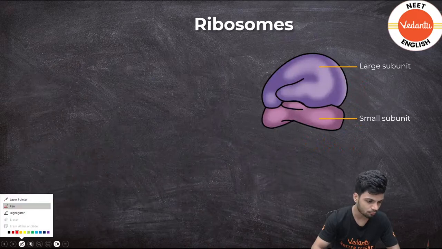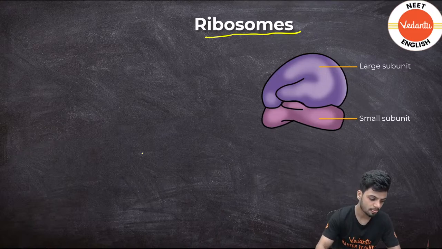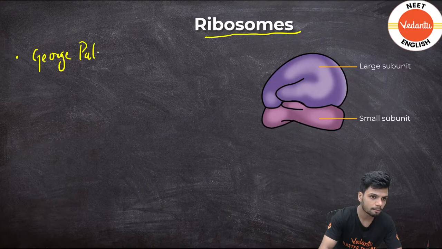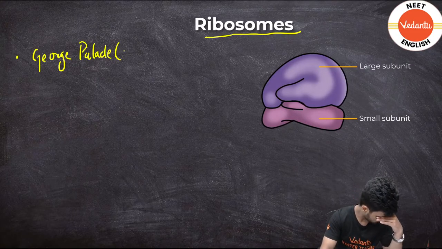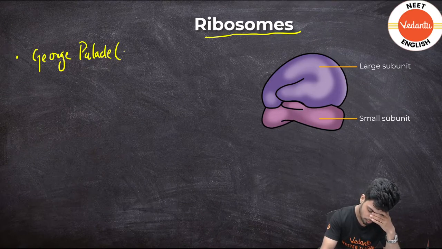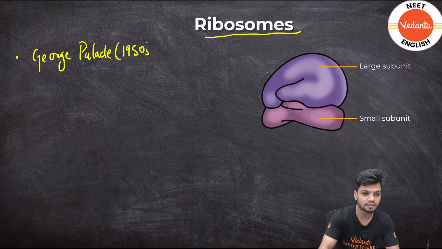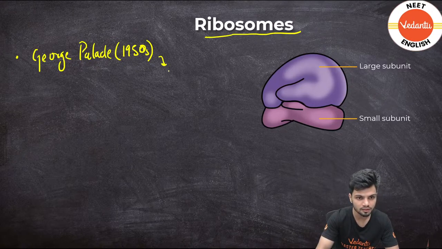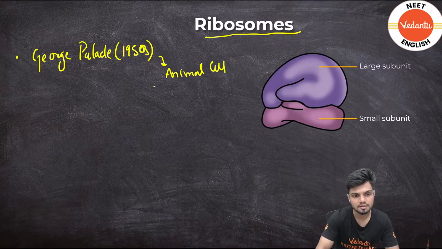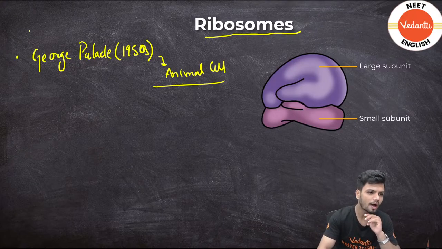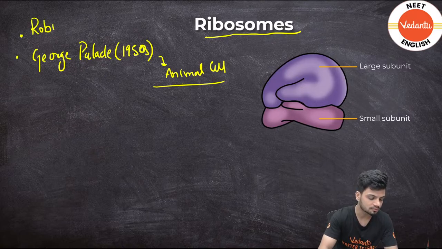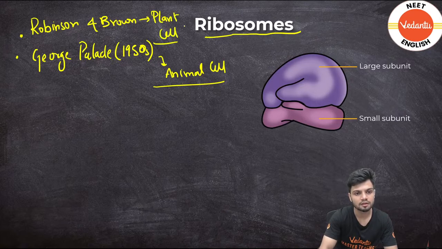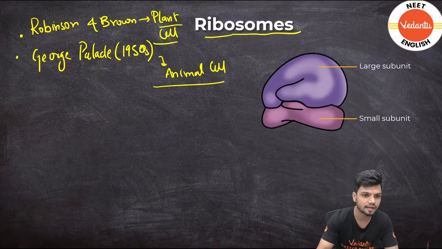The next concept here, we have ribosomes. The ribosome was first discovered by George Palade in the 1950s. He found it in the animal cell. But what about the plant cell? Who identified it in the plant cell? In the plant cell, it was Robinson and Brown, just like color names. Robinson and Brown found the ribosome in the plant cell, in 1953. Difficult to remember sometimes.